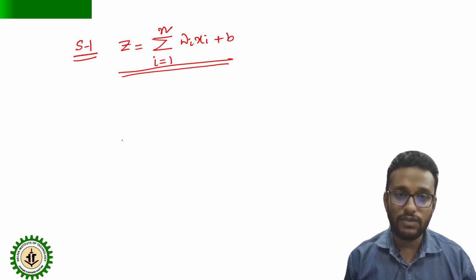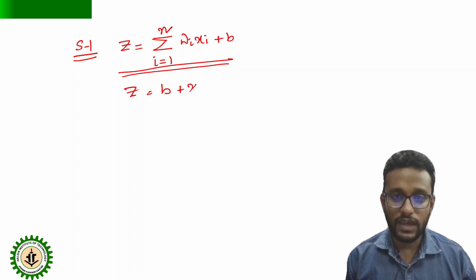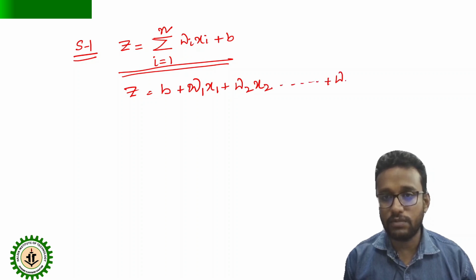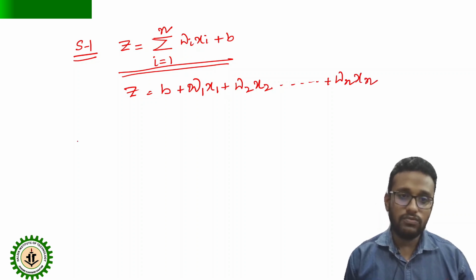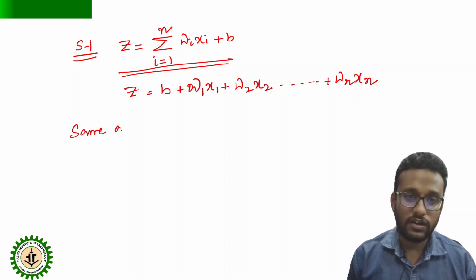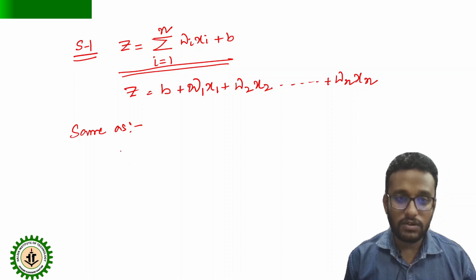Okay. In a better way, if we write it in this way, that is bias plus w1 x1 plus w2 x2, in this way it can go to wn and xn. Okay. Now, are you able to recall it or not? It is the same as the straight line formula, y equals mx plus c.